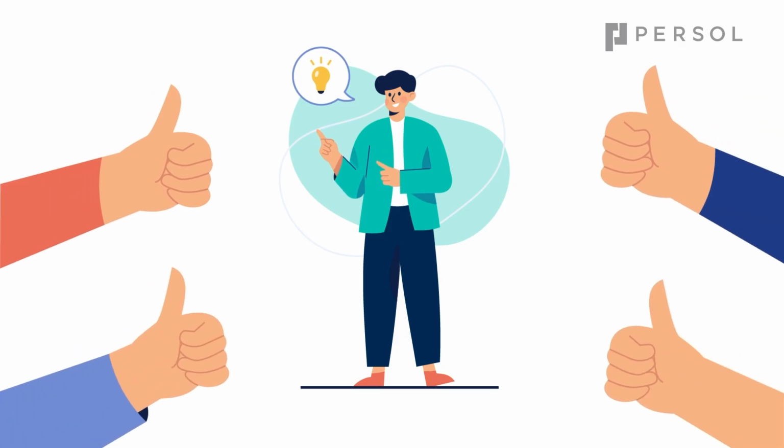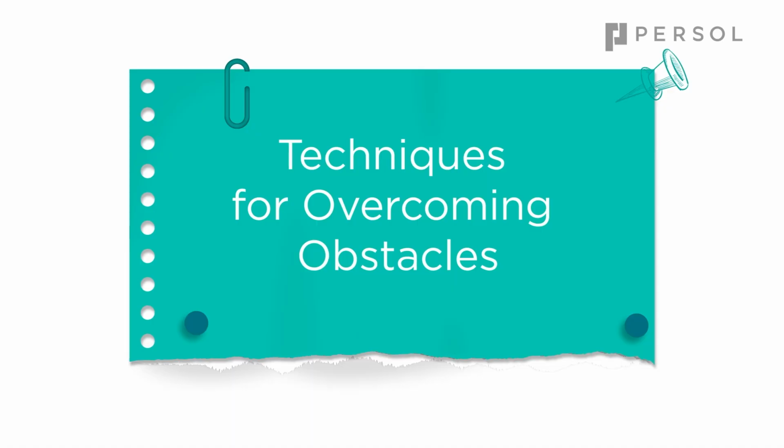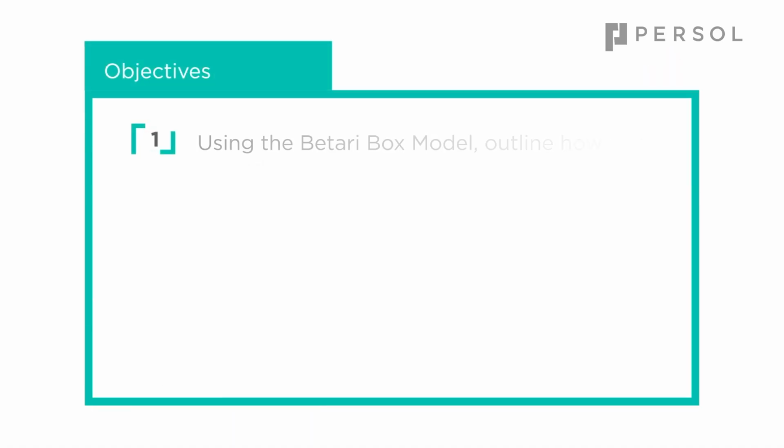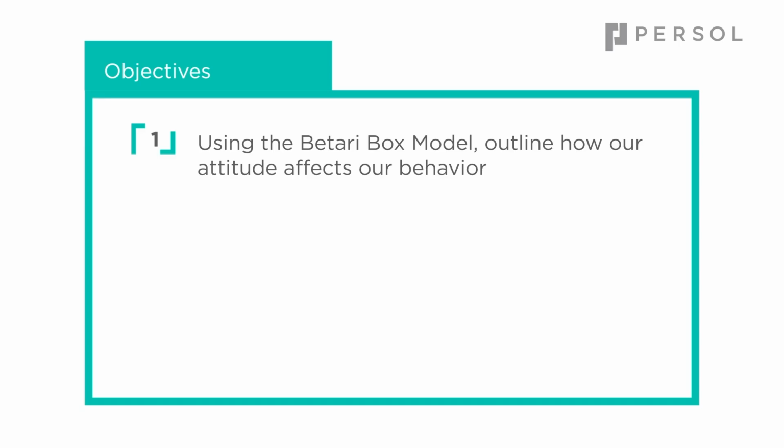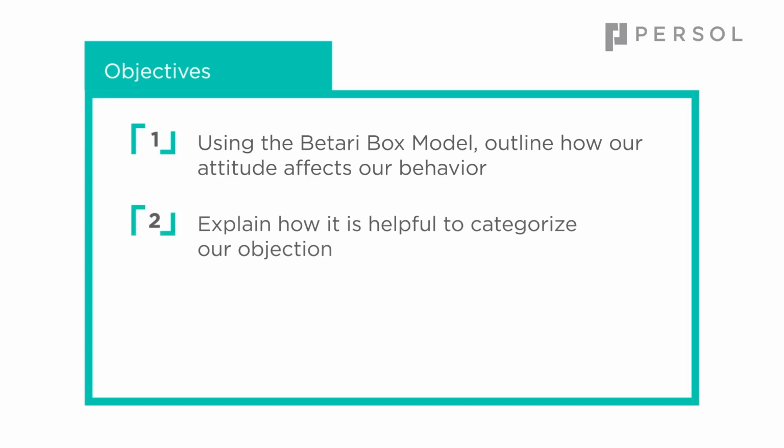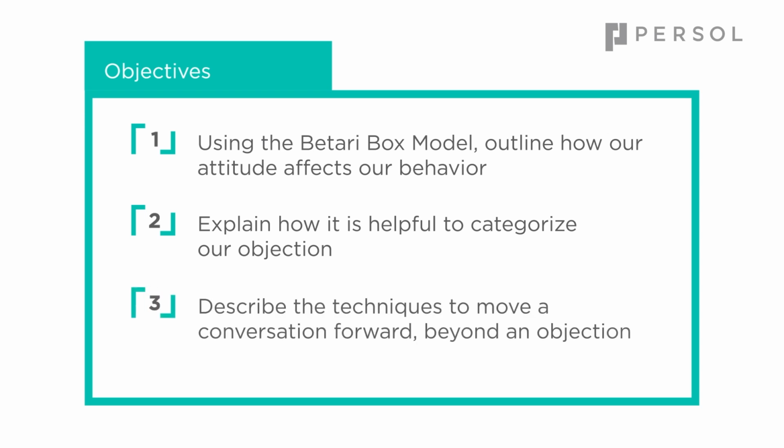Now we move towards learning the techniques of overcoming obstacles. Techniques for overcoming obstacles. Objectives: 1. Using the Batari box model, outline how our attitude affects our behavior. 2. Explain how it is helpful to categorize our objection. 3. Describe the techniques to move a conversation forward, beyond an objection.